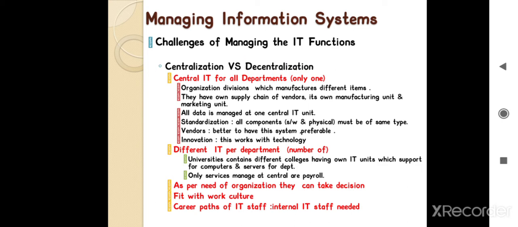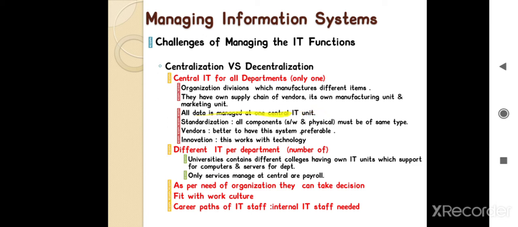So let us start with the first, central IT for all the departments. Organization divisions which manufacture different items, means what? We have one organization, it has various departments, such as the sales and purchase department, then we can have a manufacturing department. So there might be a number of divisions. They have their own supply chain of vendors, their own manufacturing unit and marketing unit. So when each of these departments has its own vendors who are going to handle all the units, all data is managed at one central IT unit.